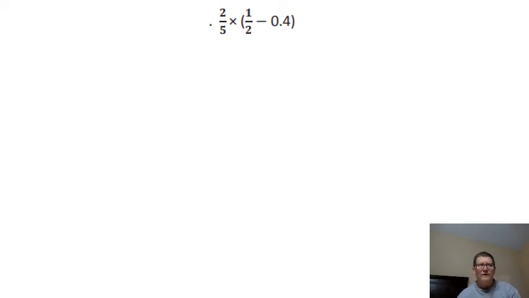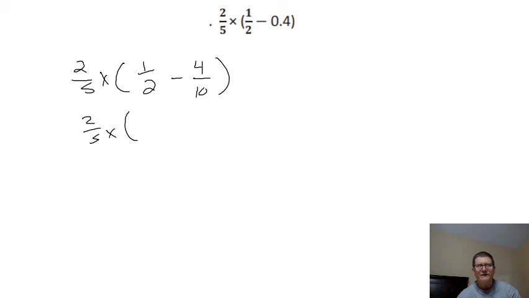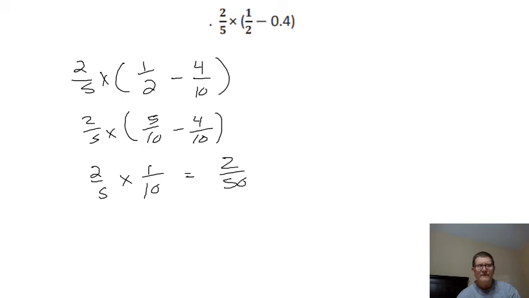Our next one is 2/5 times 1/2 minus, and this is 4/10 as a decimal, but I'm going to write it as a fraction, 4/10. And that gives us a lot of leeway right away. Now we got 2/5 times, and I can turn the 1/2 into tenths by multiplying by 5, and I end up with 5/10 minus 4/10. Now I got 2/5 times 1/10, which gives us 2/50. Now, once again, they're both even, so I know 2 times 1 and 2 times 25. So our answer would be 1/25.